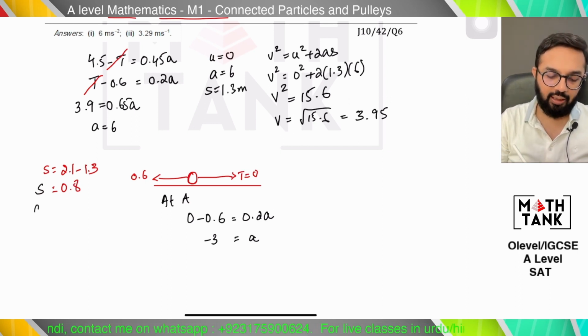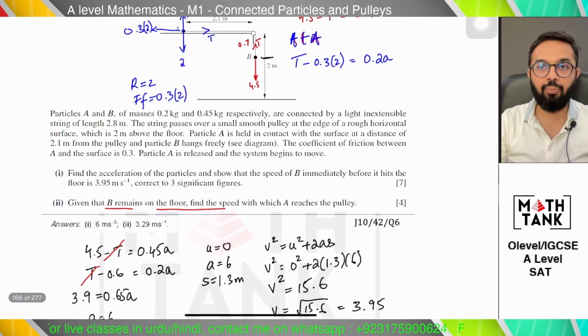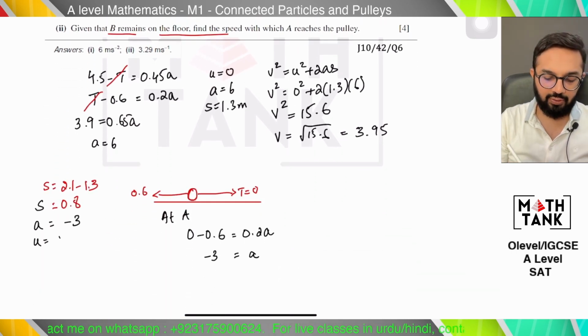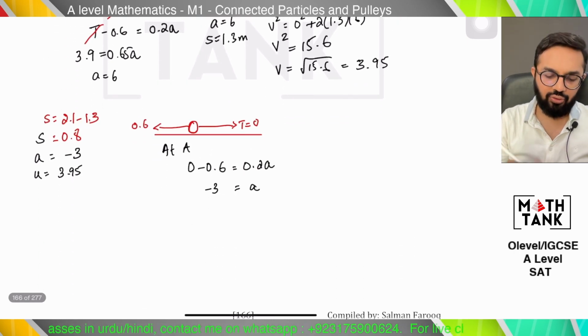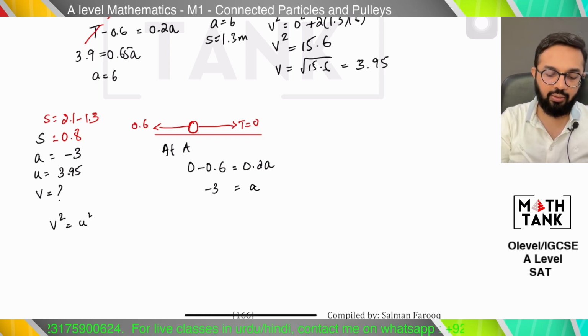So s is 0.8, acceleration is -3. Now, the ending speed of the last part of the motion is the beginning speed of this part of the motion. So it's starting off with a speed of 3.95. I am asking you, find the speed at which A reaches the pulley. So it's going to reach the pulley, and I'm asking you for the final speed. So again, v squared equals u squared plus 2as.